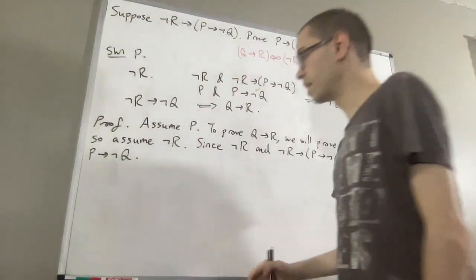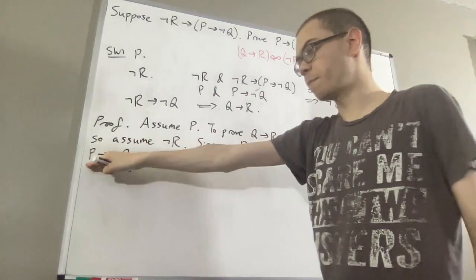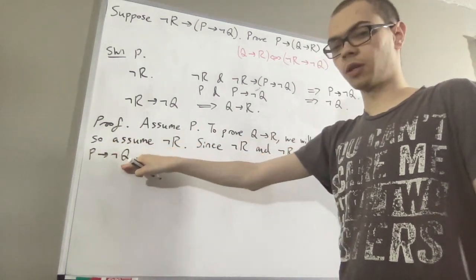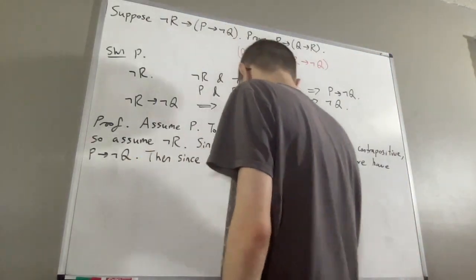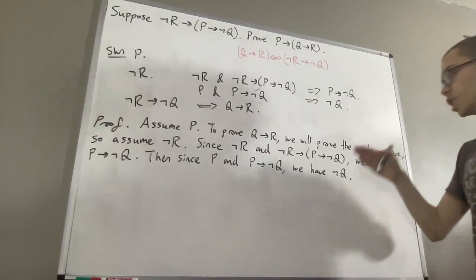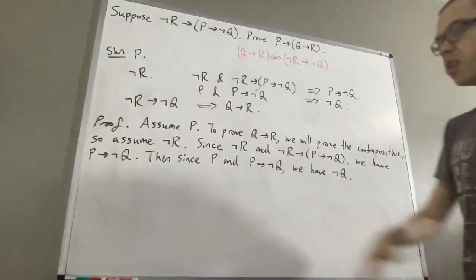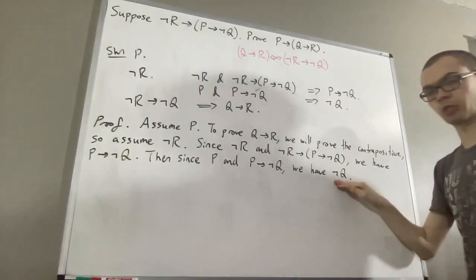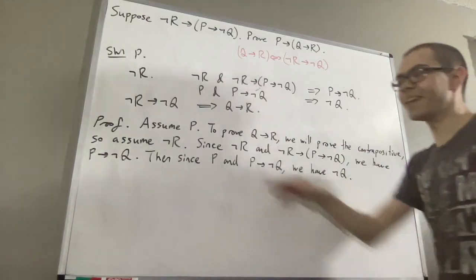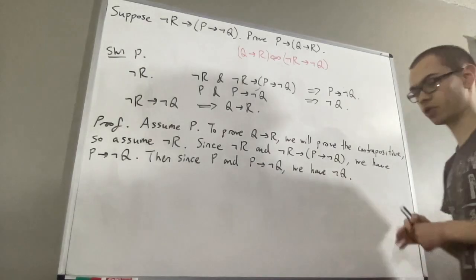And then the next thing, since P is true, and if P is true, then not Q is true, that allows us to conclude that not Q is true. And so what we've done here is, we have shown, under the assumption that not R is true, we can logically deduce that not Q is true. Therefore, if not R is true, then not Q is true.